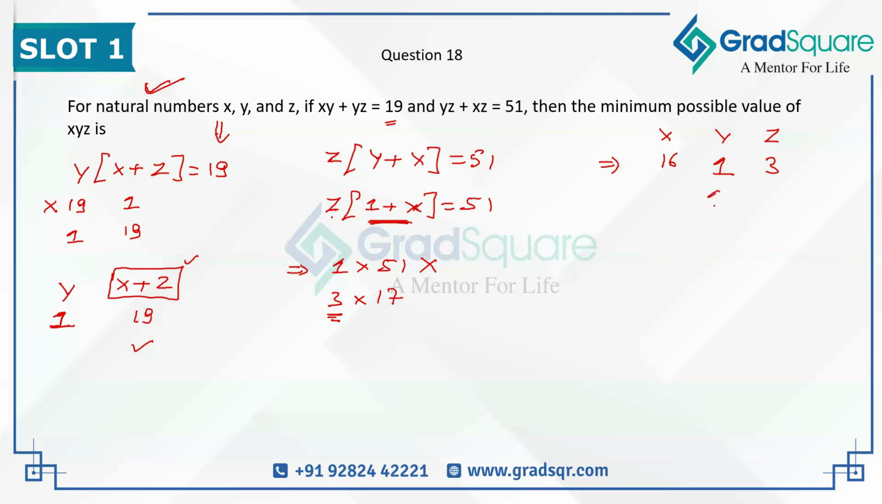There is another case possible where the value of Z is 17. If your value of Z becomes 17, then X will become equal to 2. Put this back over here. 2 plus 1 will yield you what? 3. And Z was 17. This will also give you 51. So these are the two sets of values that I have for X, Y, Z. So the product of X into Y into Z can be either 48 or it can be 34. The minimum possible value of X, Y, Z will be what? 34 is your answer to this question.